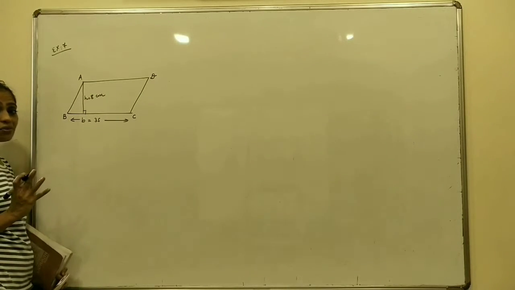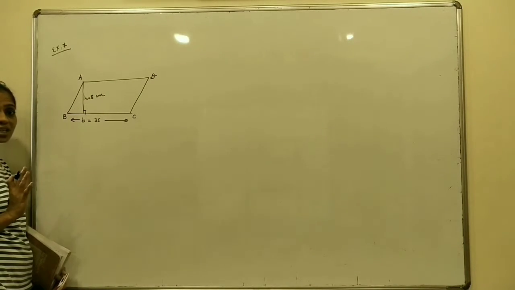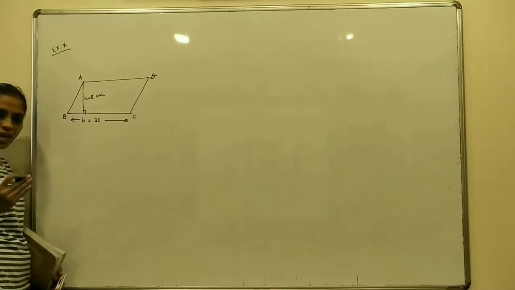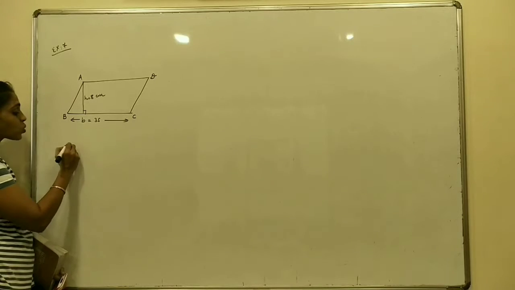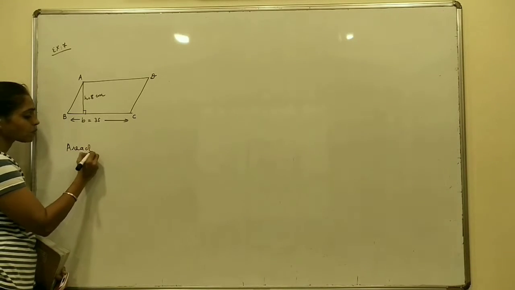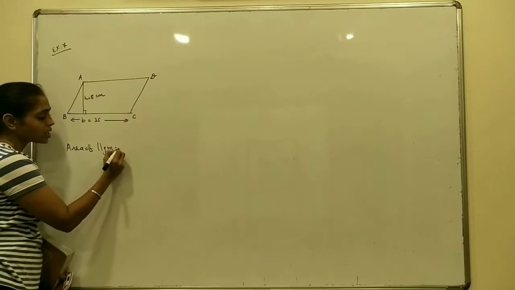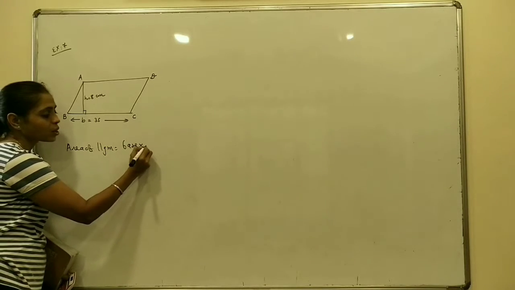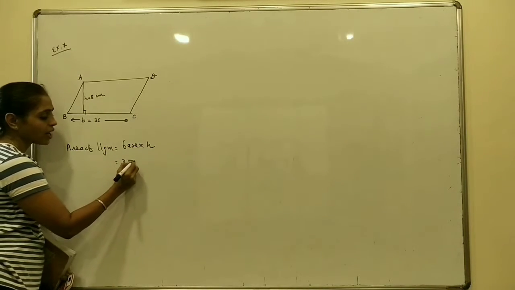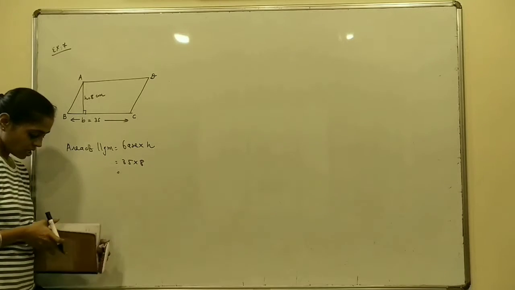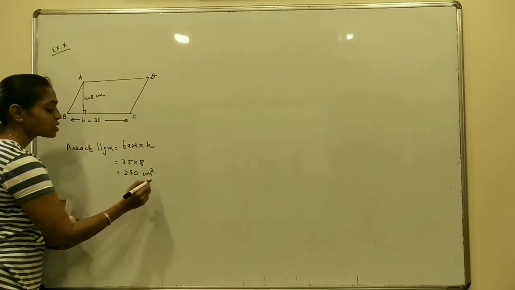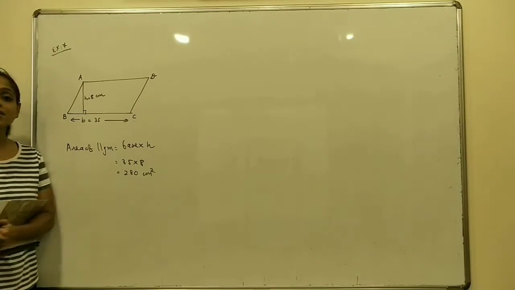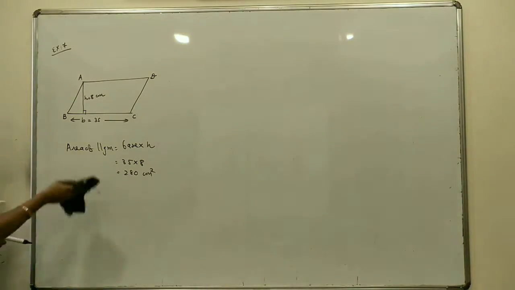If it is a triangle, it is 1/2. But with 4 sides, it is not 1/2. Only when there are diagonals, it is 1/2 diagonal 1 into diagonal 2. But for sides, it is base into height. So area of parallelogram is equal to base into height. 35 into 8 is 280 centimeter square is the answer.